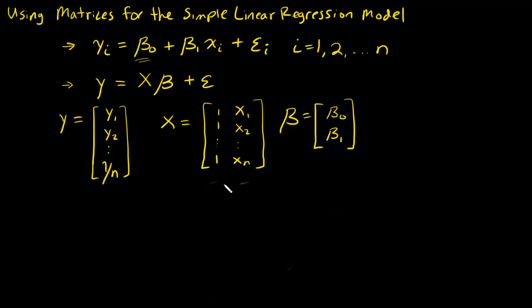And lastly, we have epsilon, which is all of our model error terms. So epsilon 1, epsilon 2, all the way to epsilon n.